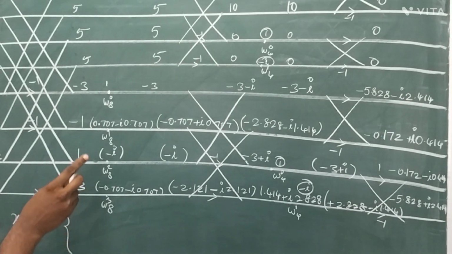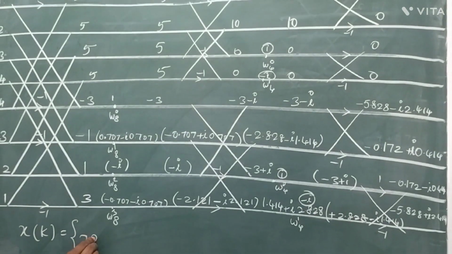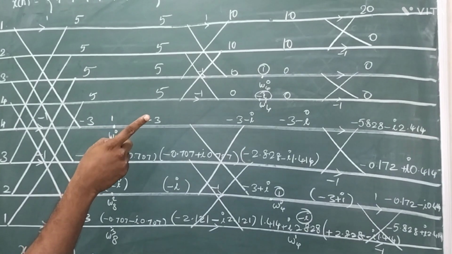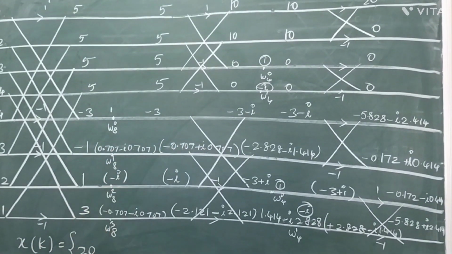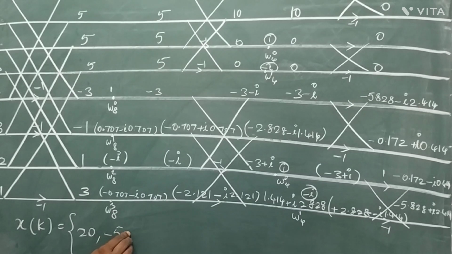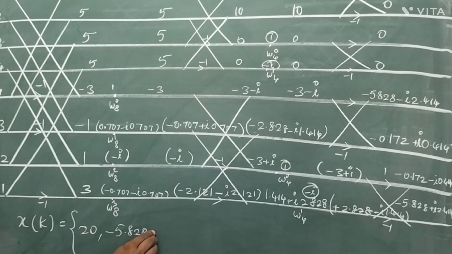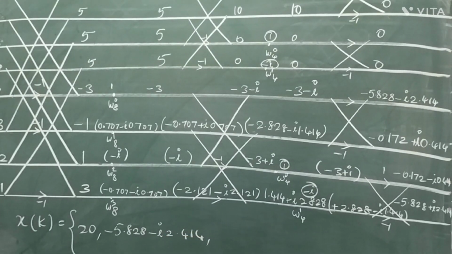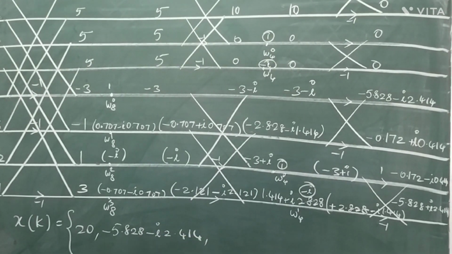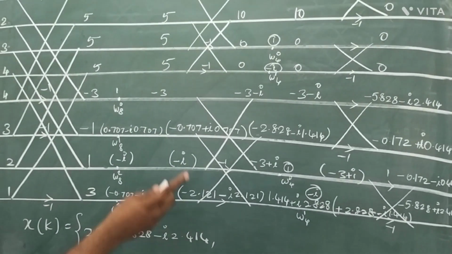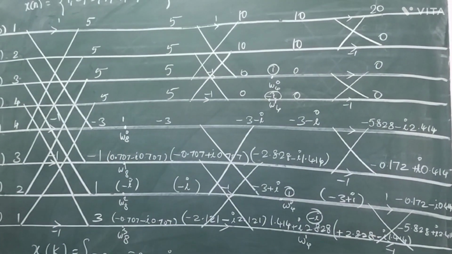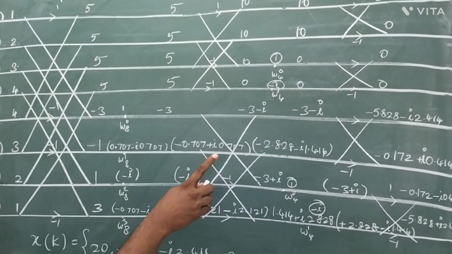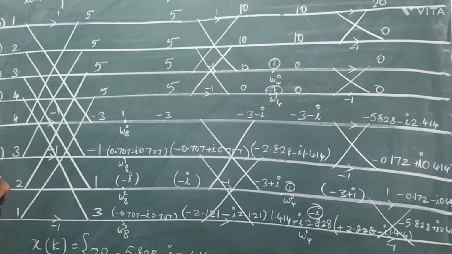X of 0 is 20. Then the 0, 4, 2, 6, 1: this one is the first, that is minus 5.828 minus j 2.414. Then 0, 1, 2: that is the second position, 0, 4, 2, 6, that is 0. And then 0, 1, 2, next one is 3: 1, 5, 3, 7, that is the seventh position.